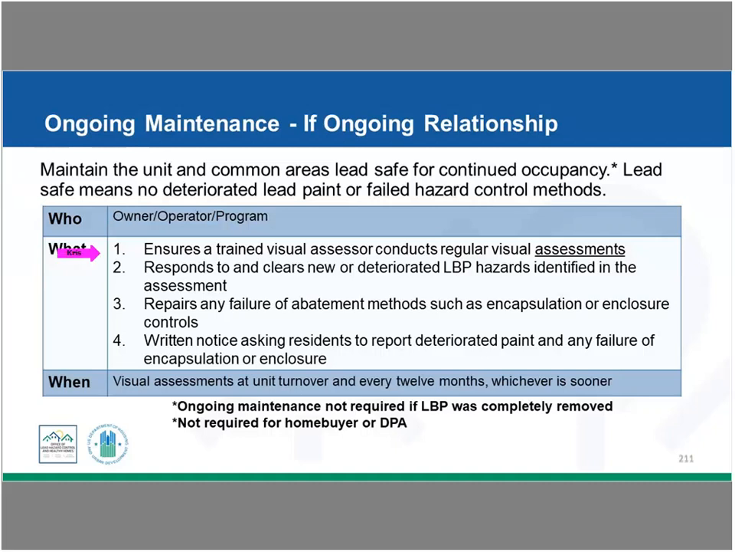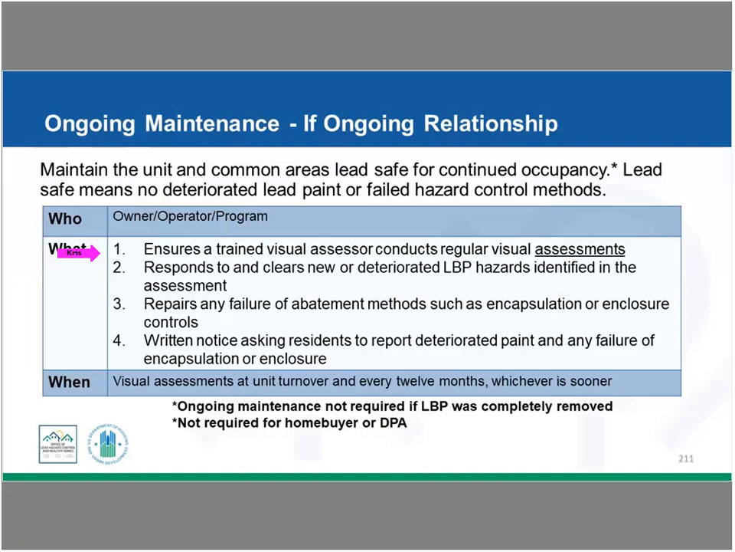So first, the owner needs to make sure that they are conducting a visual assessment yearly or at unit turnover, whichever is sooner. And there needs to be documentation that that visual assessment was conducted and that they're actually trained as a visual assessor. So I'd want to see documentation of the date that the visual assessment was conducted, who did it. I would like to see a copy of the person's certification showing that they're trained to do that, and if they identified any hazards.